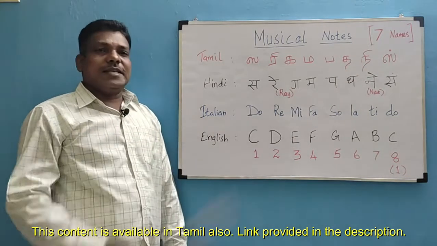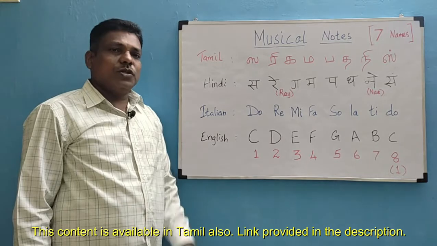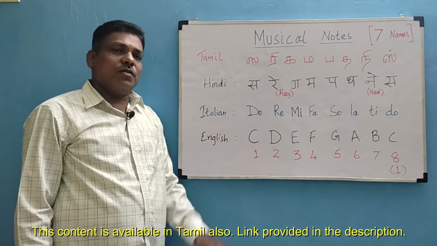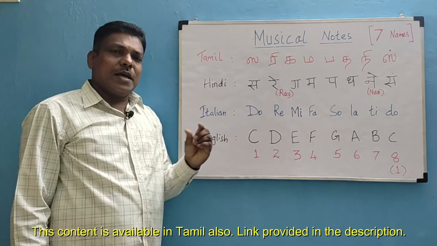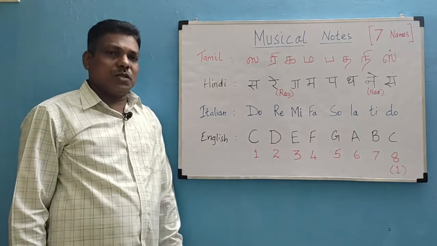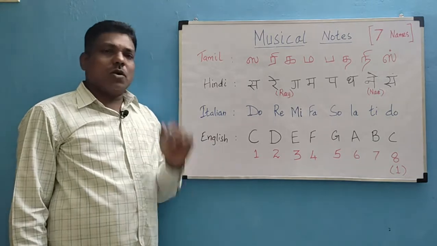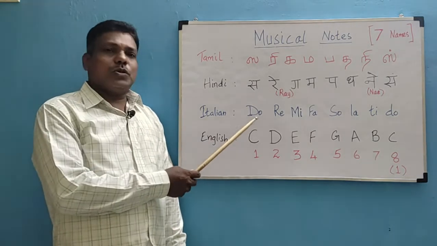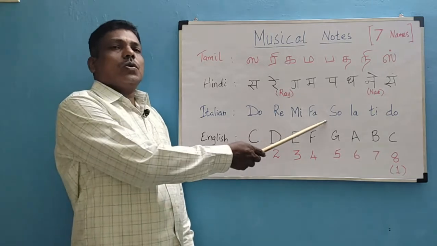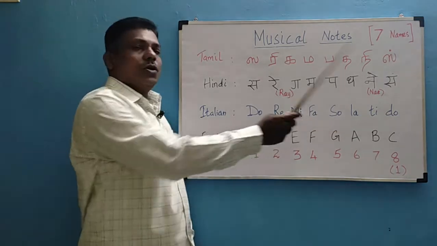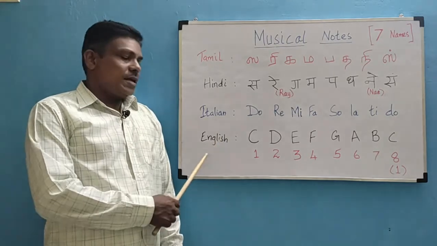And then Italian is a very famous language used in music nowadays. Even if you play Western notations, you can see a lot of Italian terms included inside the music. So it is good to know about Italian naming also. In Italian they name the notes as Do, Re, Mi, Fa, So, La, Ti, Do. That is Italian. And then the main thing is English.